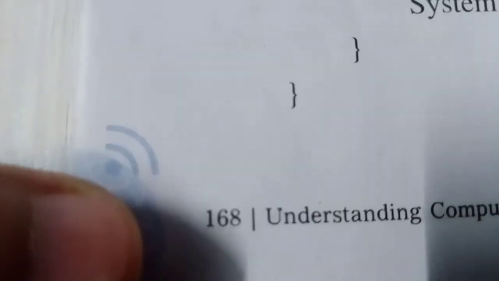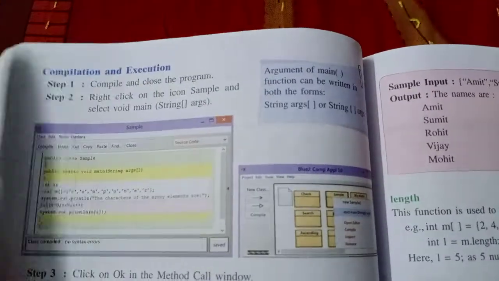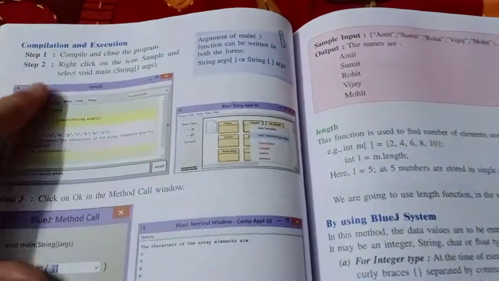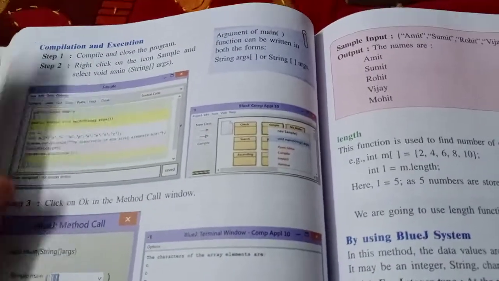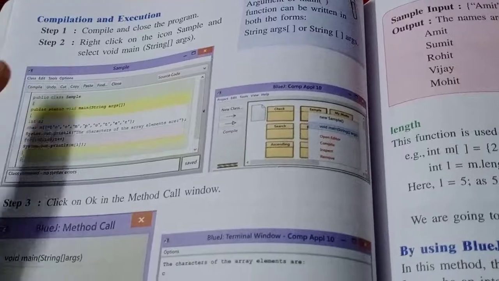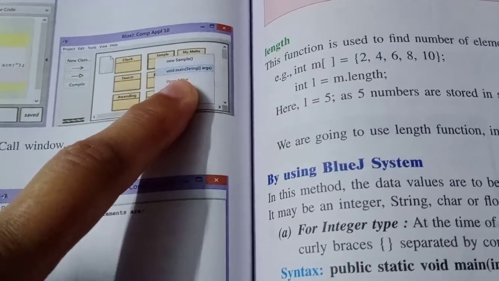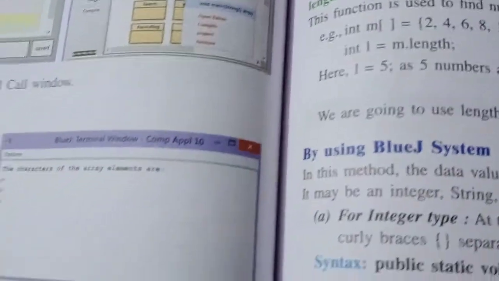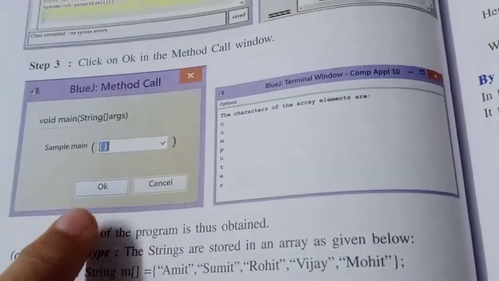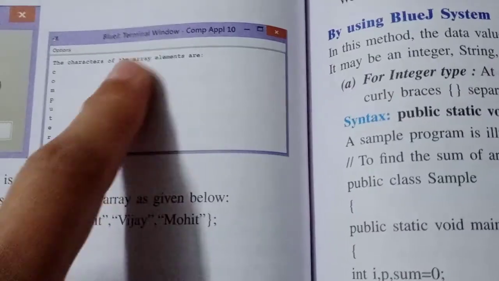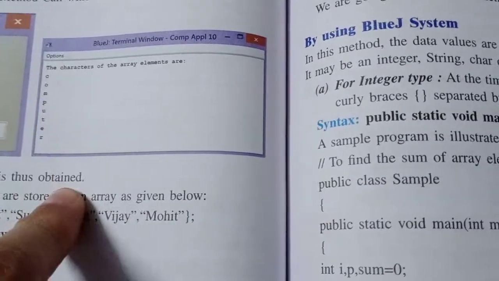Now you can see on page number 168. Compilation and execution of the program is given here. So click on, how to type the program. After typing, click on compile. Then if no syntax error is there, then click on close. Then come on the class icon and here right click on this and click on void main. Then method call window will appear. Click on OK. And on terminal window you can see the result or output.